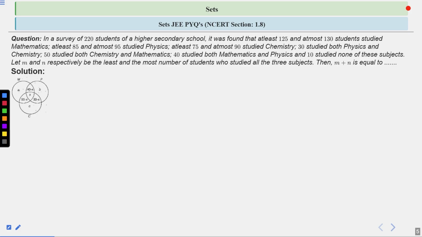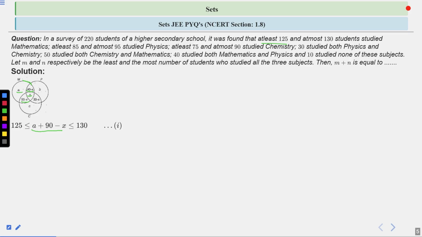Now, I hope this Venn diagram is clear to all. From the condition that the number of students who have studied mathematics is at least 125 and at most 130, we get inequality 1. Students who have studied mathematics are a plus 40 minus x plus x plus 50 minus x. If you add, you get a plus 90 minus x.